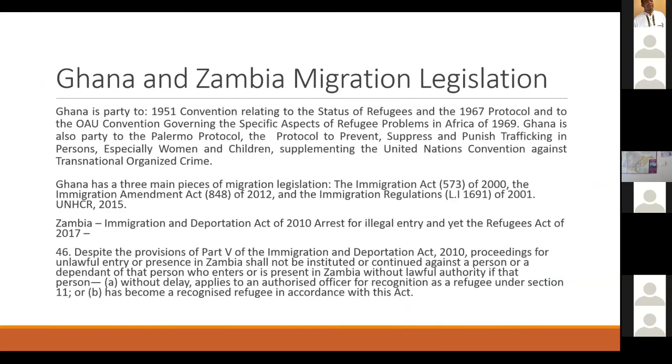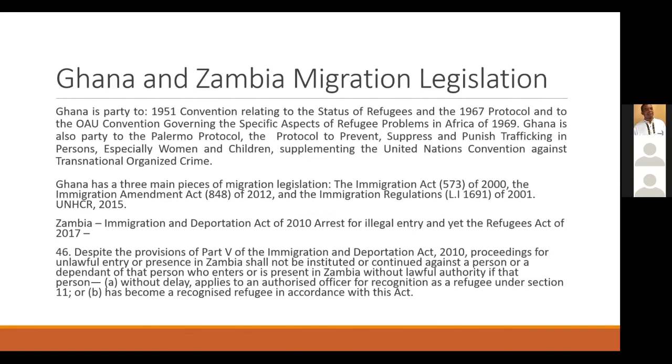Okay, I spoke a little bit to the legislation in the Zambian context. In terms of the Ghana context, we see that Ghana is a party to the 51 Convention and the 69 Convention. Ghana is also a party to the Palermo Protocol, the protocol to prevent, suppress, and punish trafficking in persons, especially women and children, supplementing the United Nations Convention against transnational organized crime. And then Ghana has 3 main pieces of migration legislation: the Immigration Act, the Immigration Amendment Act, and immigration regulations. And that's provided for you there. Okay, I'm going to stop there.